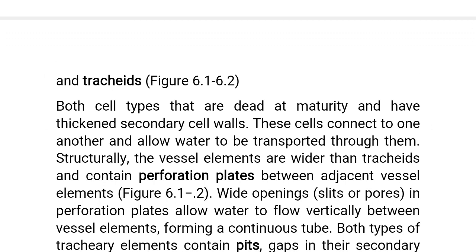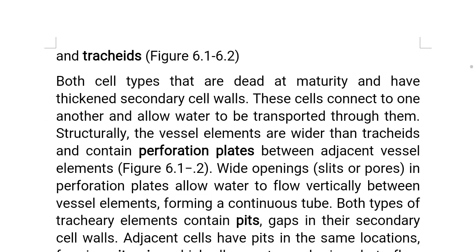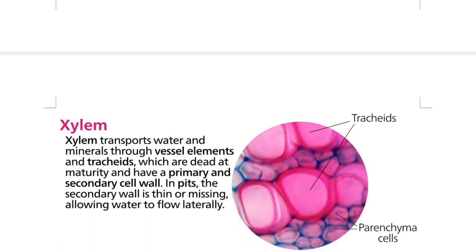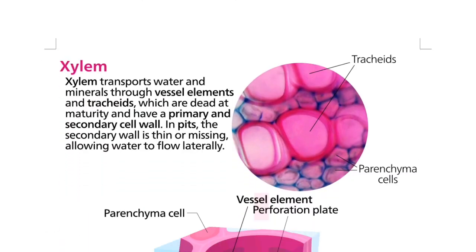The trachea, if you look at the anatomy of the trachea, the plates are perforated. That means the plates have holes. And the essence of these holes is to allow materials to pass through them. This is a typical diagram of the trachea, surrounded by parenchymatous cells.